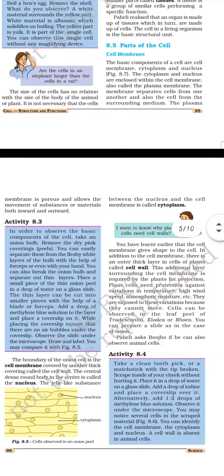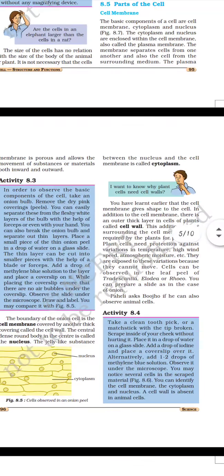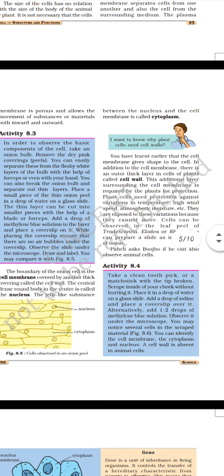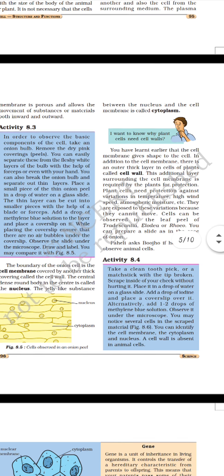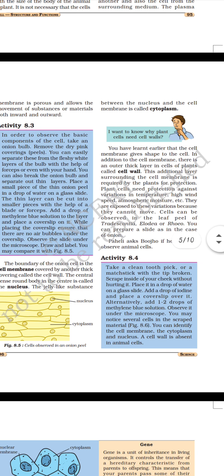If we go to the parts of the cell, we have read about the cell membrane and the cell wall. What was the cell membrane? It is the thin cover inside which the components of the cells are enclosed. And the outer covering on this cell membrane is the cell wall. So the cell wall is the additional covering around the cell membrane. Because the cells need protection from the variation in temperature, wind speed, and atmospheric moisture, and they cannot move, cells cover themselves inside the cell wall.